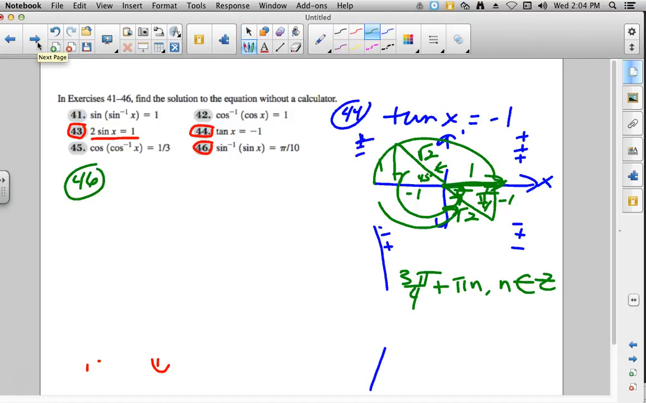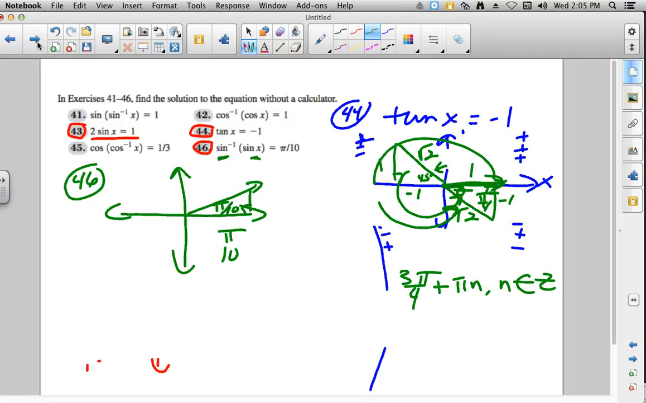So 46 says we need the inverse sine of the sine of pi over 10. So pi over 10, you look at that and you say, how on earth are we supposed to know? That's not a special right triangle. Well, then you need to look at it and say, wait a minute, that's in first quadrant. So sine and sine inverse are in their PVR. This is going to work. So they will be inverses of each other, and the answer will be pi over 10.